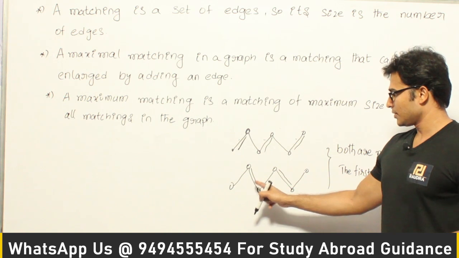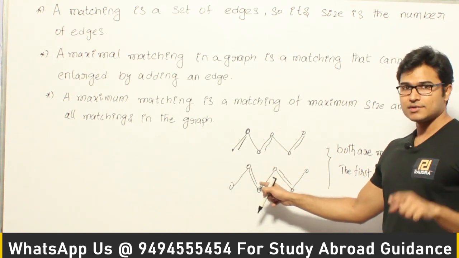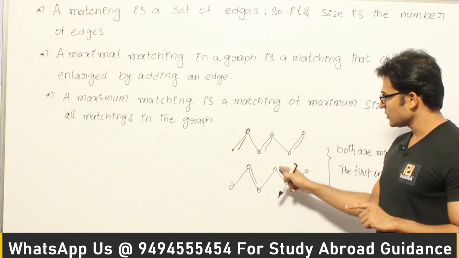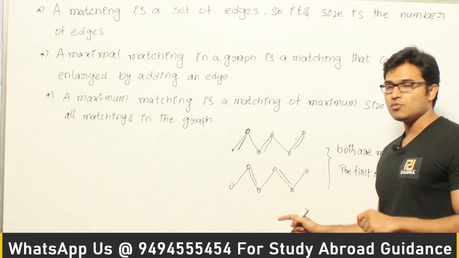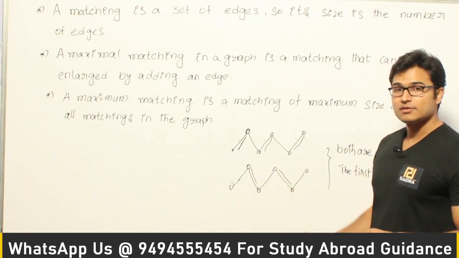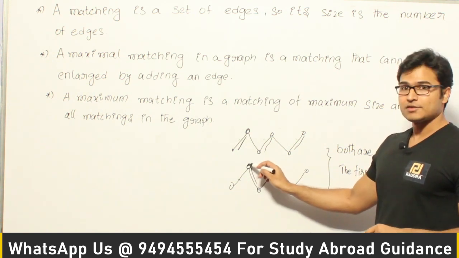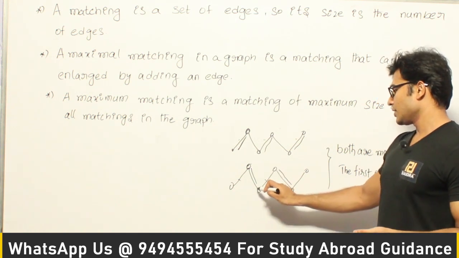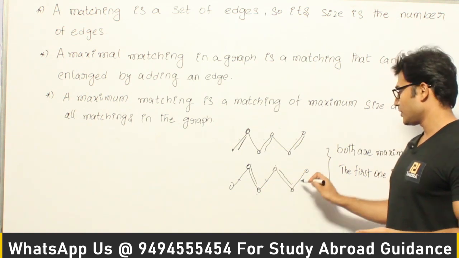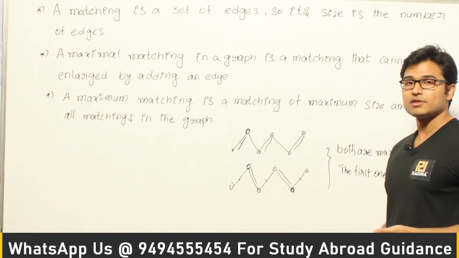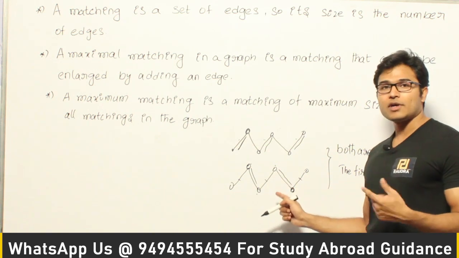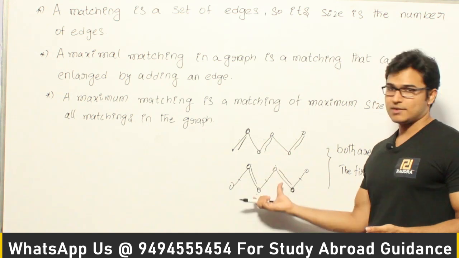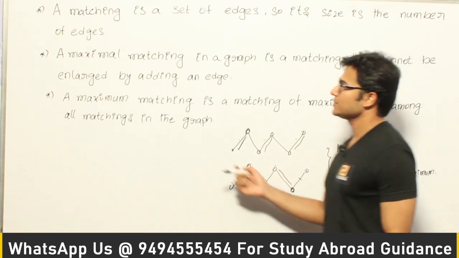Now assume that for the same graph I have taken this edge into my matching and I have taken this edge into my matching. After taking these two, I cannot add any more edges, because if I try to add this edge, there will be a conflict with this vertex because it is already present, right? And if I try to add this edge, there will be a conflict with either this one or this one. If I try to add this one, there will be a conflict with this vertex. Therefore I cannot add any more edges and grow it bigger. Therefore what can I say? These two are maximal. So look at the word maximal.